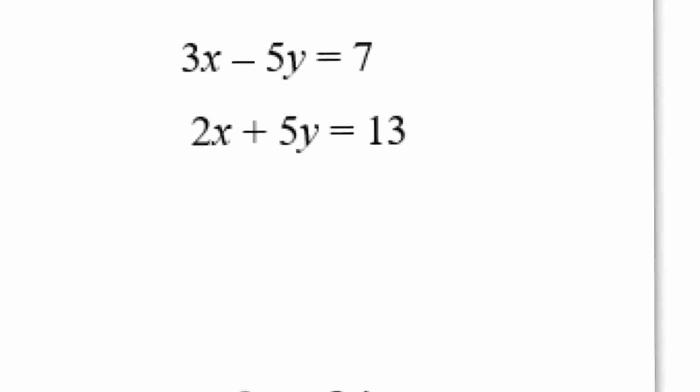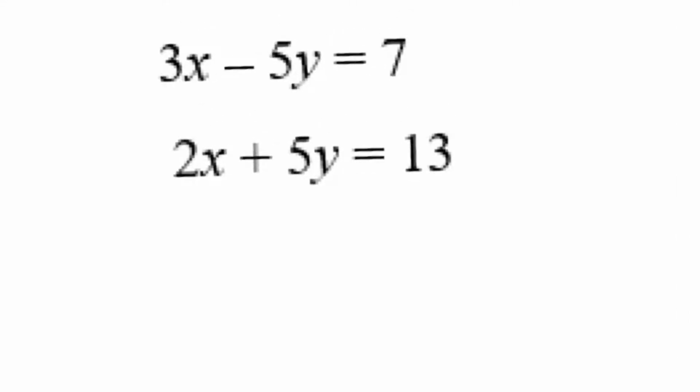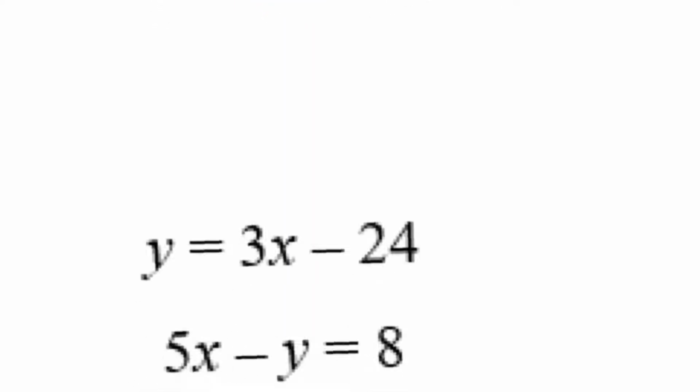Let's look at this one here. If you notice, we don't have a variable by itself, but we can eliminate the y's. Look at the y's right here, negative 5y and plus 5y, those eliminate. So right away you can say we can use elimination for this one. It's just doing the work: you eliminate the y's, add the two equations, solve for x, then go back and solve for y.